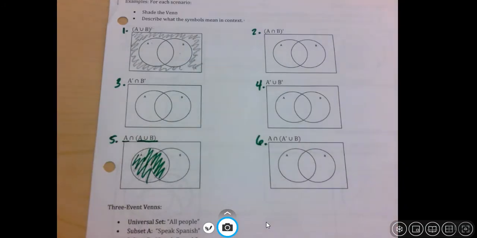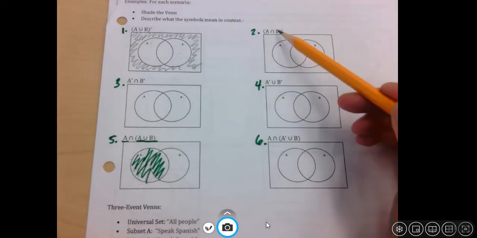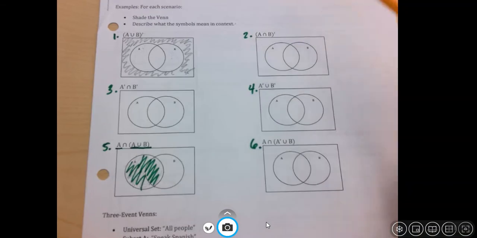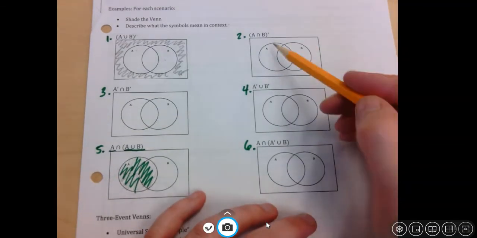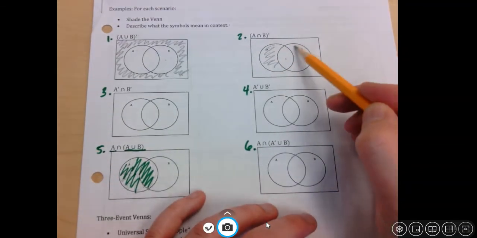Okay. Questions on that one? Alright, next one. We have not the intersection of A and B. So where's the intersection going to be? In the middle. So I want not that, so it means everything else, everything except for the middle. So I need this, and I need this.